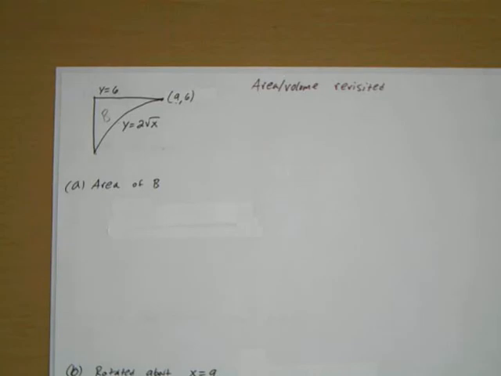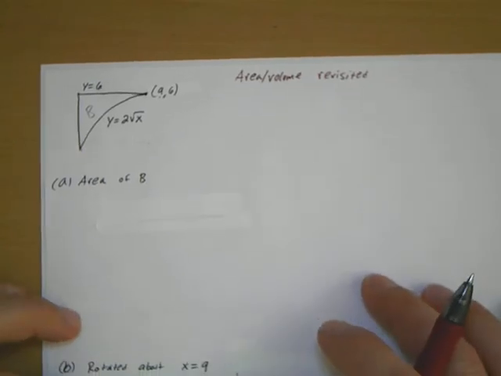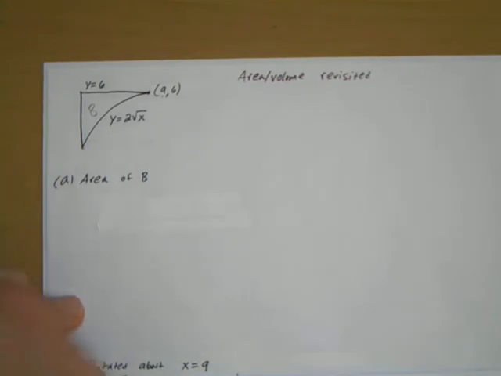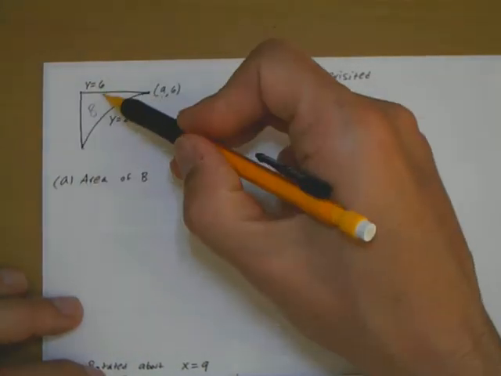This is going over the answers to the area and volume revisited handout. So hopefully this clears up some misconceptions you might have about the area and the volume and the setup and all that. To find area of B, you're just looking at the top curve minus the bottom curve.